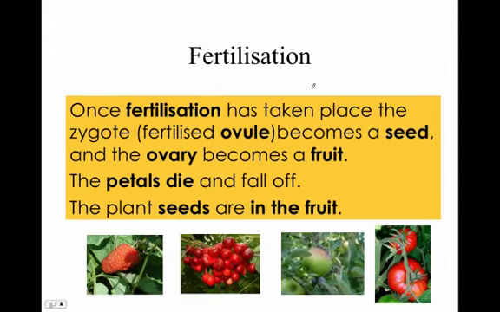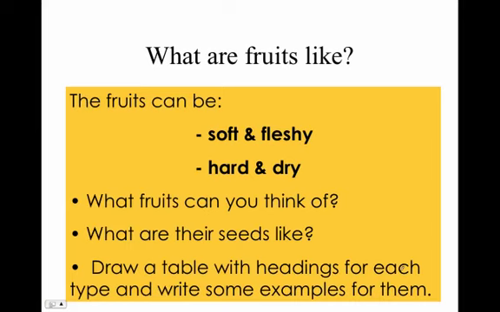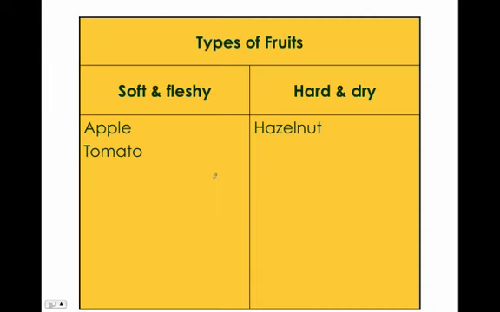Once fertilization occurs, the fertilized egg, which is now called the zygote, becomes a seed, and the ovary turns into the fruit. The petals die and they fall off, and the plant seeds are inside the fruit. Strawberries, believe it or not, tomatoes, even though we call them vegetables, are actually fruits. So what are fruits like? They're soft and fleshy, or they can be hard and dry. So here are some examples of two types of fruits that are soft and fleshy and some that are hard and dry.